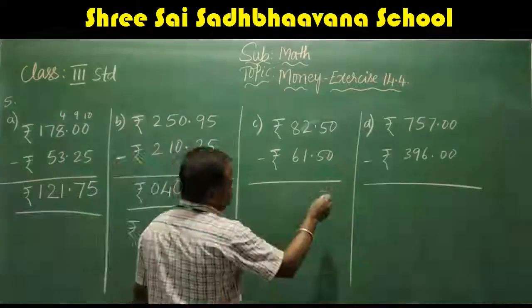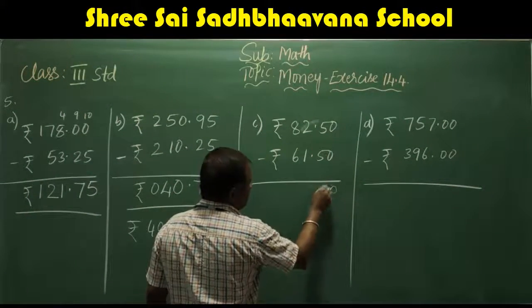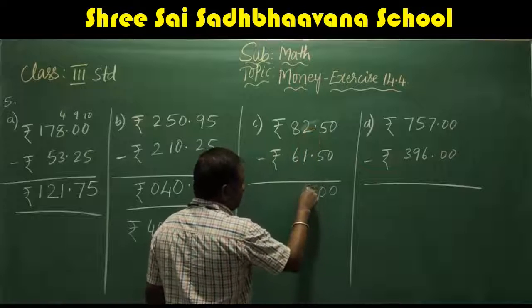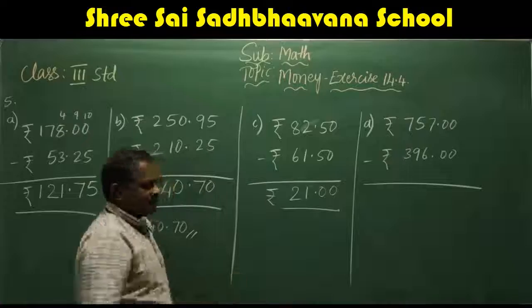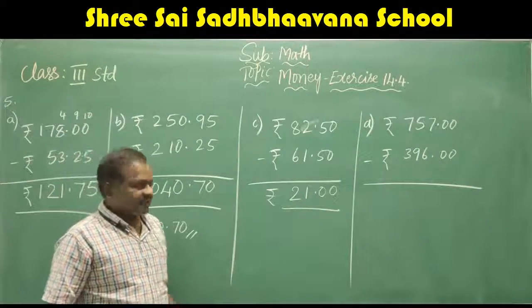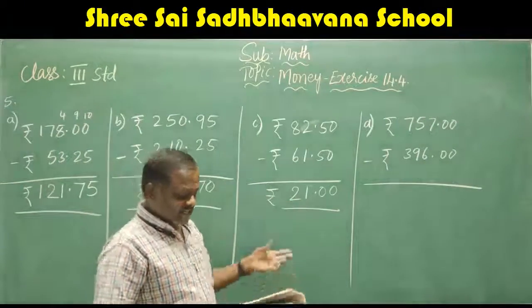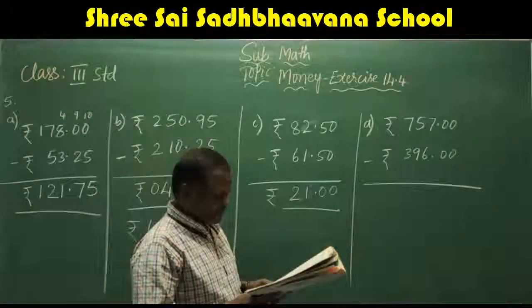So subtract 0 minus 0, 0 as it is. 5 minus 5, 0. 2 minus 1, 1. 8 minus 6, 2. So how much reduction have they done? Rupees 21. They have done rupees 21 as the reduction. Come to the last problem.